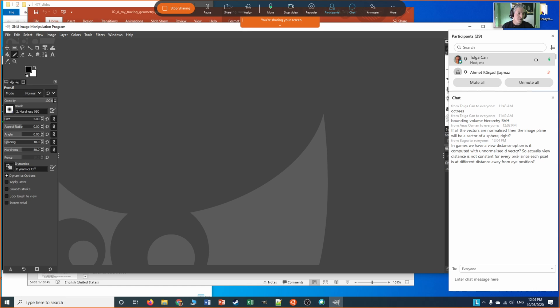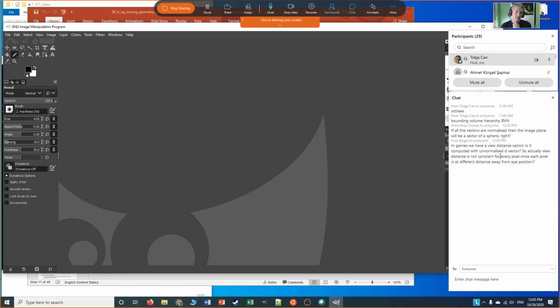Oh, the view distance. That's in games. There are really few games that actually use ray tracing. In games we are using a different algorithm. We don't generate these ray equations. We are going to see that forward rendering pipeline that is used in games in the second half of the course.